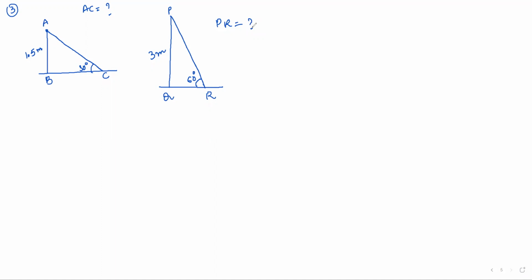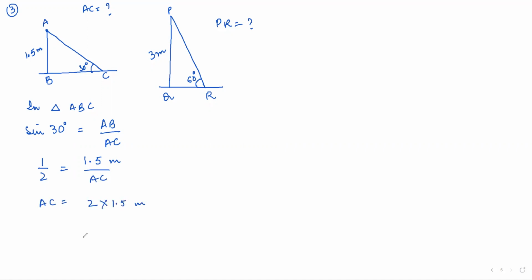Yes, Martin. Sine. Okay. So in triangle ABC, always name the triangle, that which triangle you are using. In triangle ABC, sine of 30 degree will be perpendicular upon hypotenuse, that is AB upon AC, right? Now sine 30 is half, AB is 1.5 meter, and AC you want to find. So this AC will become 2 into 1.5 meter, right?